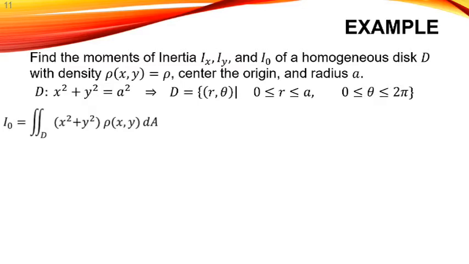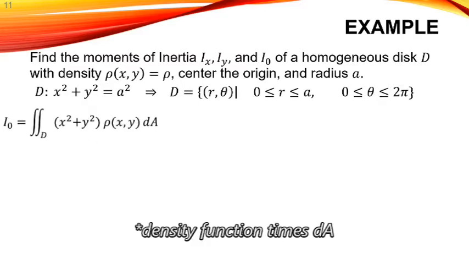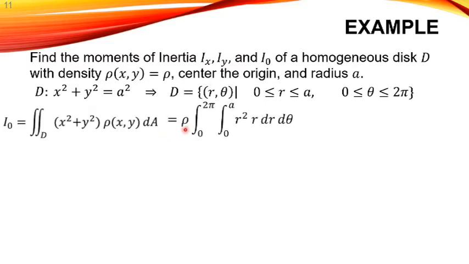Then I sub 0 is the double integral of x squared plus y squared dA. It is equal to rho, which is the density function, r squared r dr d theta, since x squared plus y squared is equal to r squared, r is from 0 to a and theta is from 0 to 2 pi.